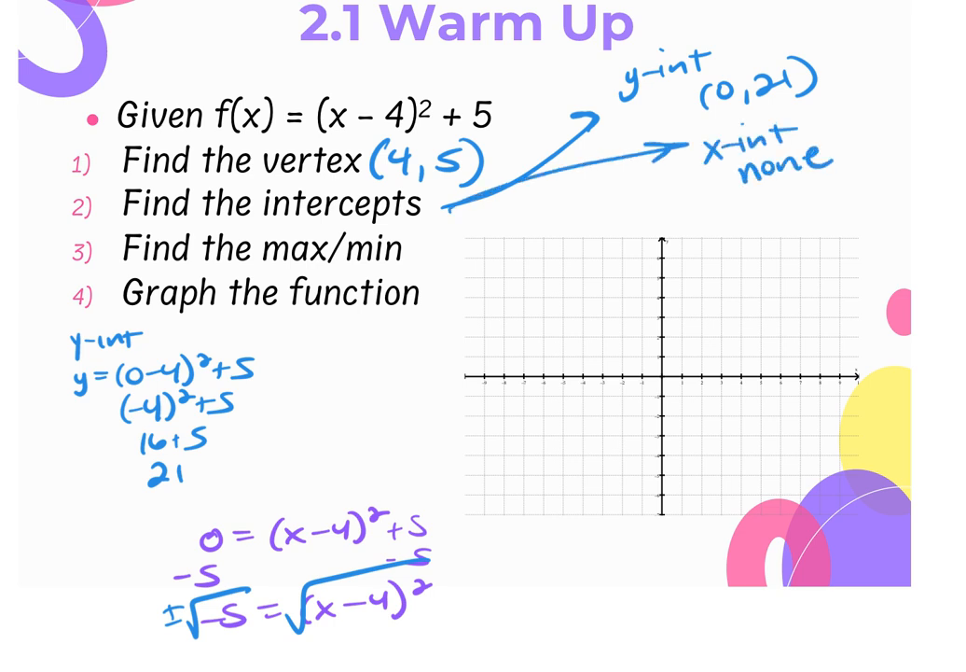Okay, so now my max and min come from the direction this is facing. Which direction would this probably be facing? Up. It's going to have a minimum, and the minimum value is the k coordinate of your vertex, or the y coordinate of your vertex, which is 5. Good. So if I go right 4 and up 5, I already know my graph would look like this, and it's going to point up.